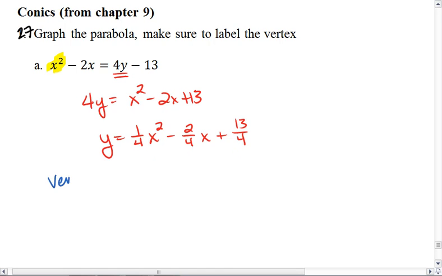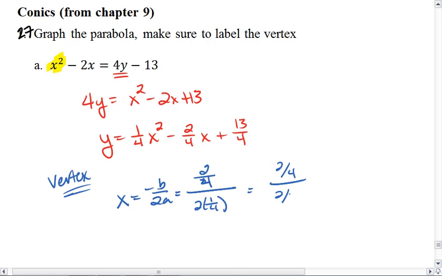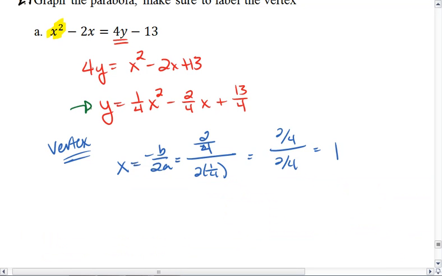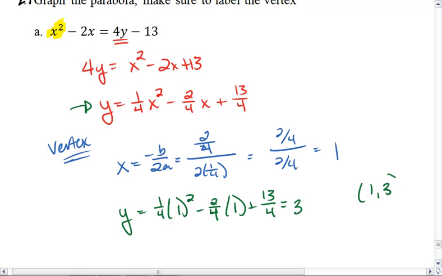Then my vertex, since x is squared, I solve for the x value of my vertex with negative b over 2a, which is a positive 2/4 divided by 2 times 1/4. This gives me 2/4 divided by 2/4, which is 1. To solve for the y-coordinate, I plug the x-coordinate into my equation up here. So I get y equals 1/4 times 1 squared minus 2/4 times 1 plus 13/4, which ends up being 3. Thus, my vertex is 1, 3.